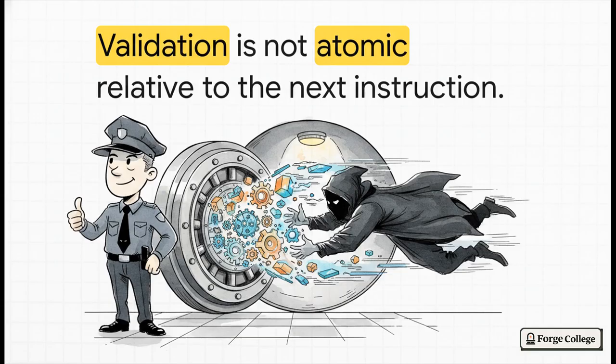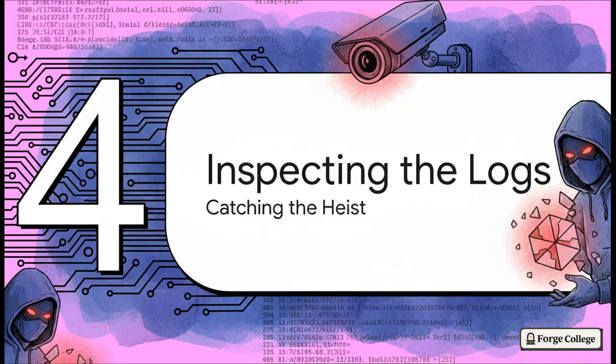Since both instructions are packed into one transaction, the SVM just executes them back to back without halting. The vulnerable program says, yep, looks good, and the helper program swoops in a microsecond later, changes the state, and the whole transaction gets committed to the blockchain as a perfectly valid sequence. Crazy, right? Section 4. Inspecting the logs.